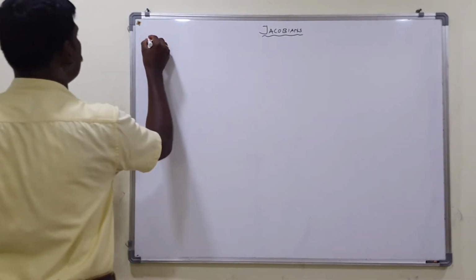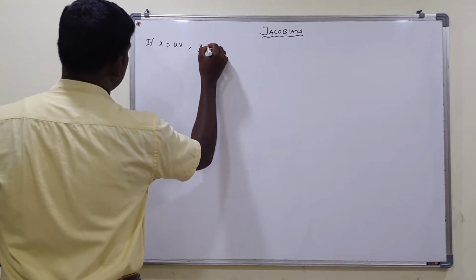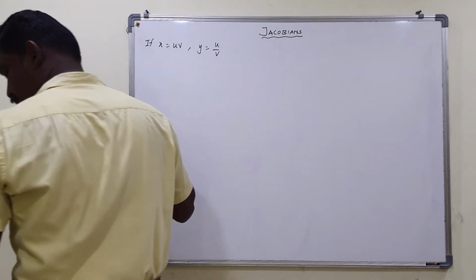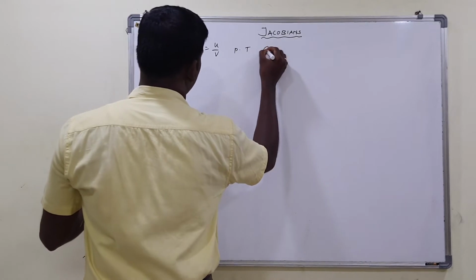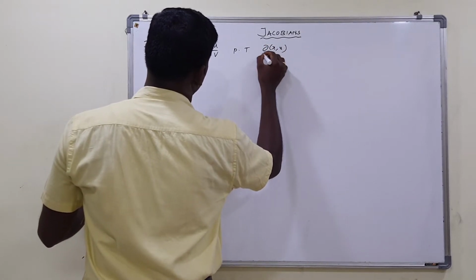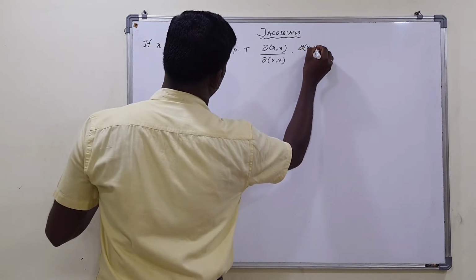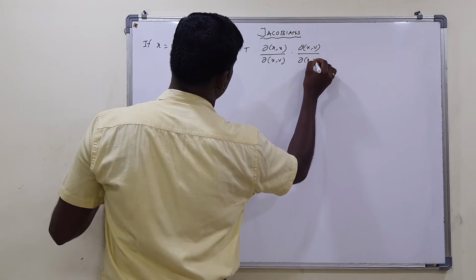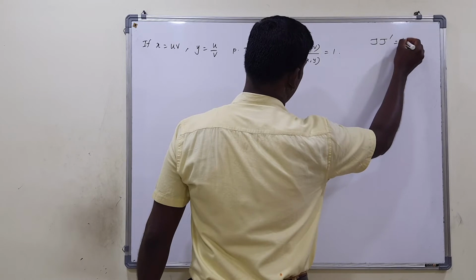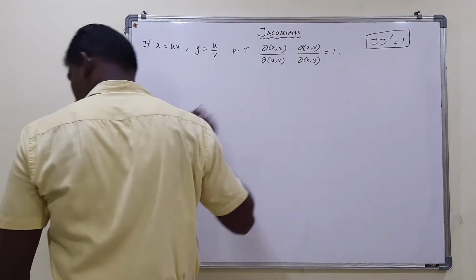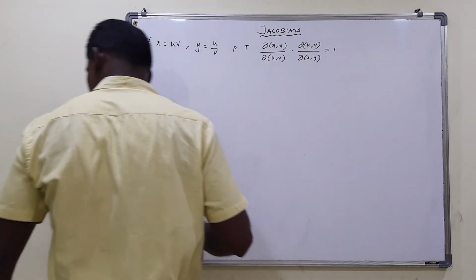If x is equal to uv, y is equal to u by v, prove that dou of x comma y with respect to u comma v into dou of u comma v with respect to x comma y is equal to 1. That is J into J dash is equal to 1, right? This is the reciprocal of the Jacobian.